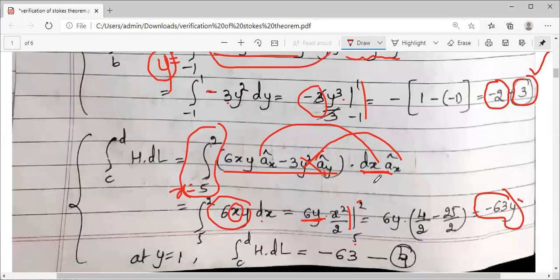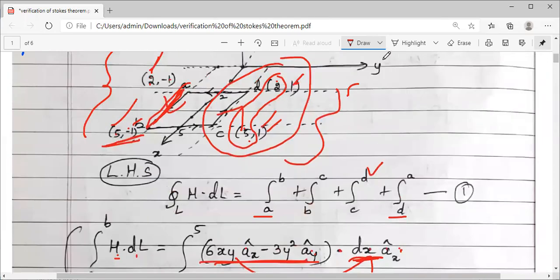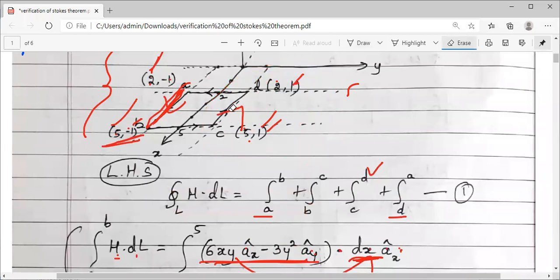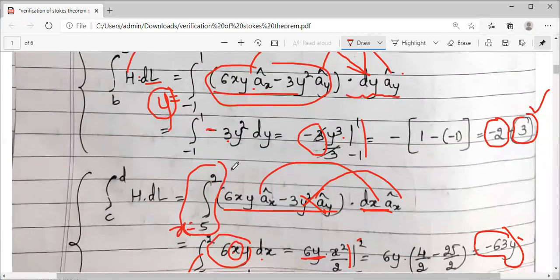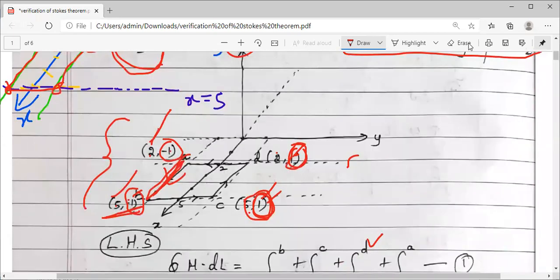But what is y? For this line, check what is y. y is 1, which is constant. Earlier y was -1, but this time for this line y is 1. So substitute that. y is 1. Your integral value is -63. Give that equation number 4. So we have calculated 3 line integrals now. Now only the last one, dA, is remaining.